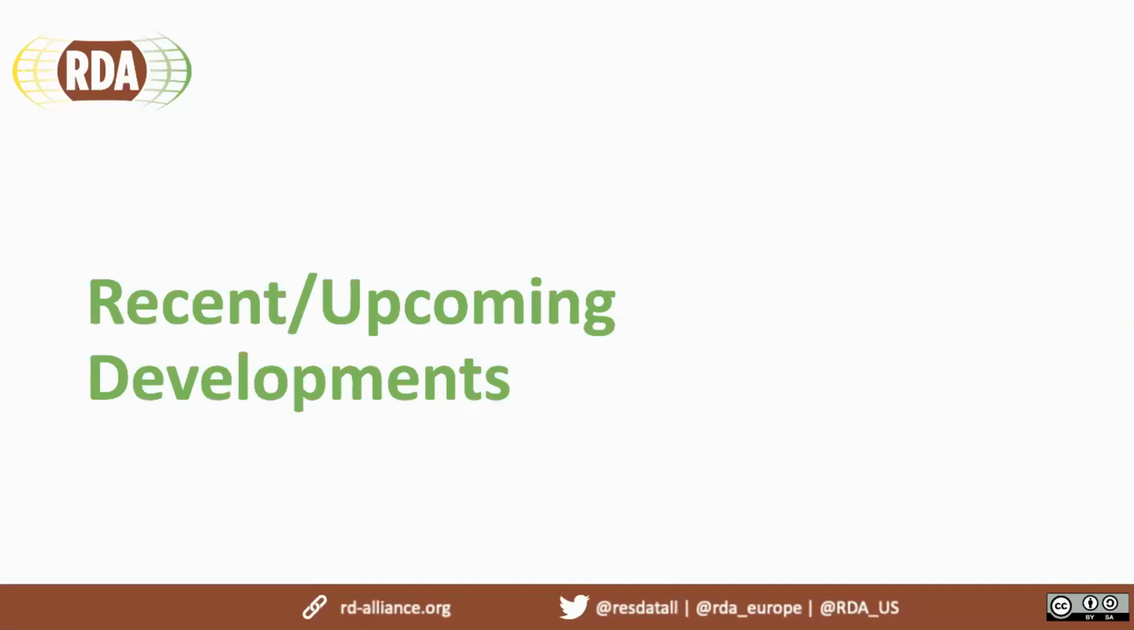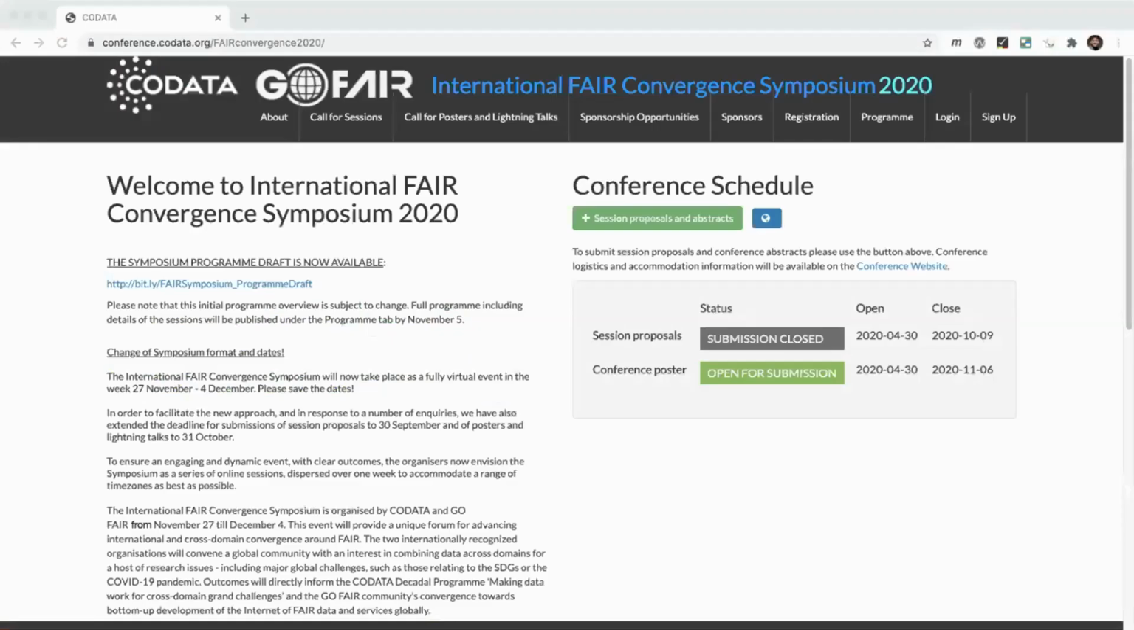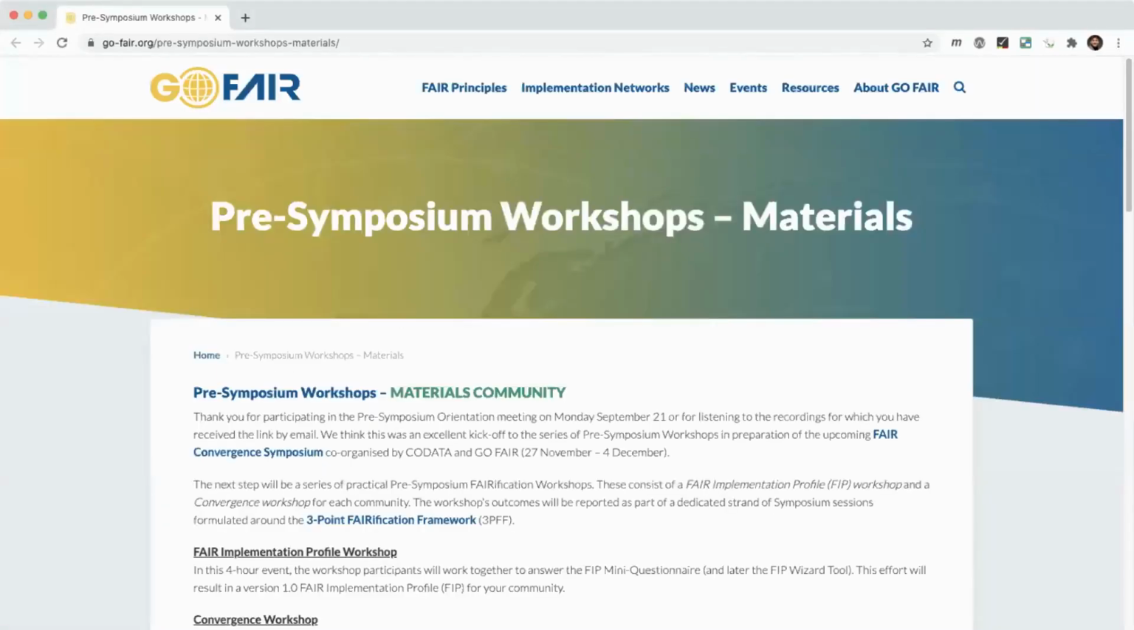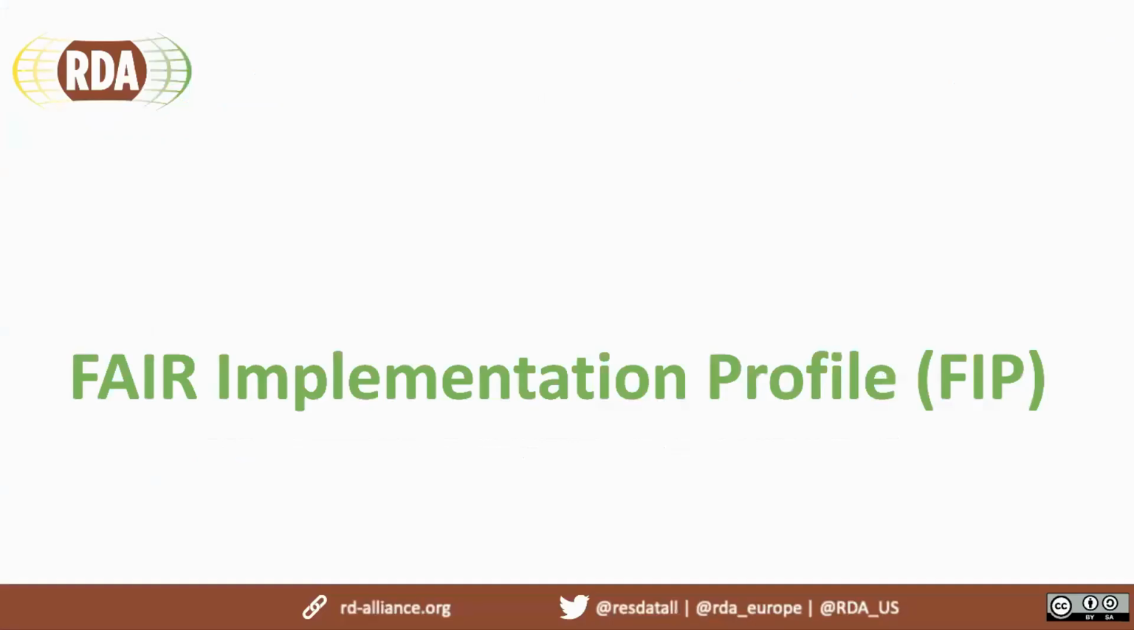I wanted to note some recent and upcoming developments. At the end of the month, there's another conference coming up around FAIR convergence. And I mention this because two of the people involved in the Semantic Assets task group attended this pre-symposium focused on materials. What this pre-symposium workshop was focused on was this FAIR Implementation Profile and filling that out.